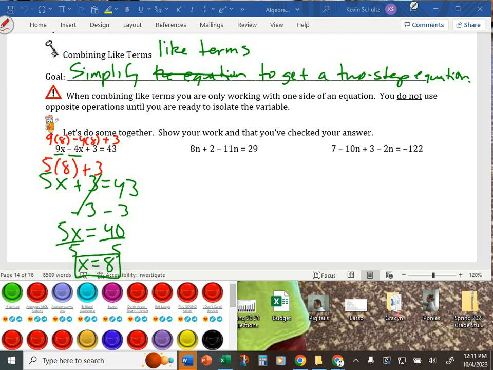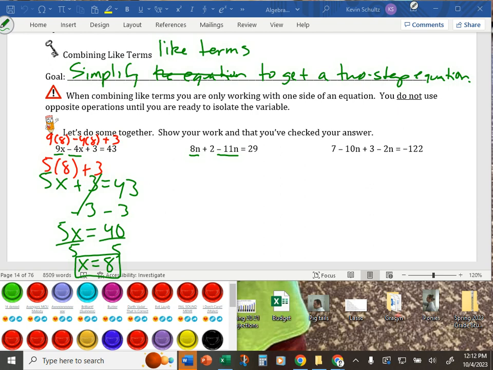What are the like terms in the next one that we can combine? What are the like terms in the next one? Anthony? 8n and, what do you say? 11n. Josie? Negative 11n. Okay? The subtraction sign has a dual purpose. It means subtraction, yes, but it also belongs to the number. So this term is considered negative 11n.